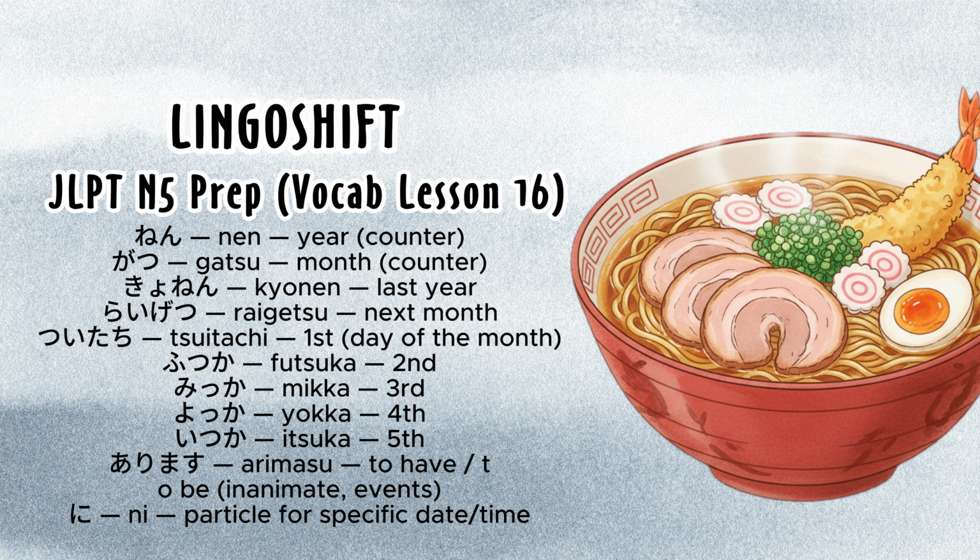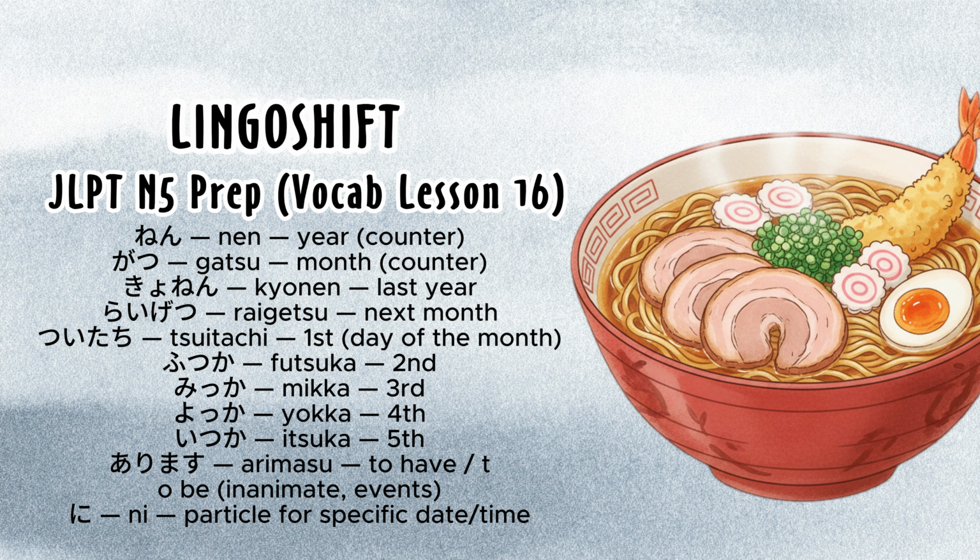The sentence is, kaigi wa mikka ni arimasu. This means the meeting is on March 3rd. Listen again. Kaigi wa mikka ni arimasu. Now your turn. Kaigi wa mikka ni arimasu. Notice we use the particle ni after the date to mark the specific time of the event.